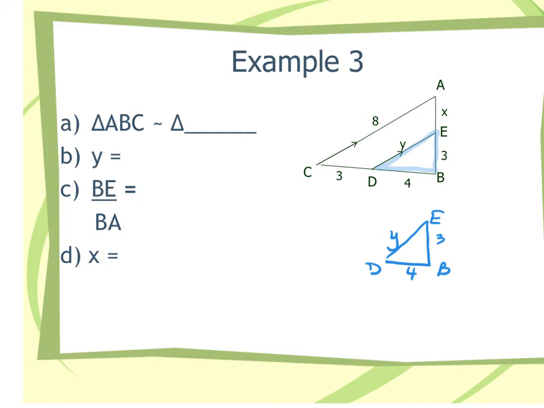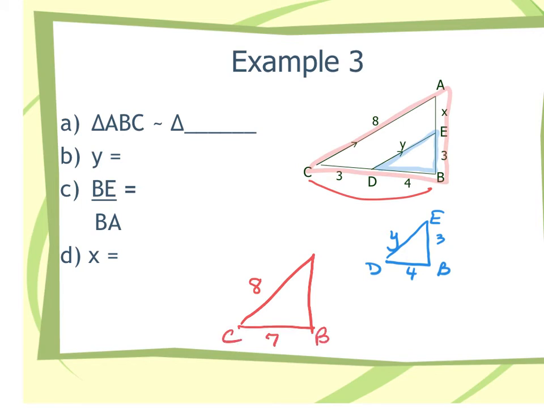And then I have the larger one, I'll outline this one in red. And then I have this triangle. I have 8. This side here, I'm going to add the 3 plus 4, and it has a side length of 7. And then this side over here, I'm going to list it as x plus 3.